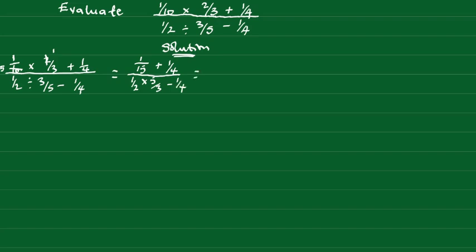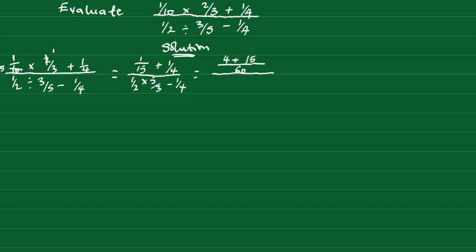Now solving further, at our numerator, we have 15 and 4. We look for the LCM of 15 and 4, which is 60. Now, 60 divided by 15 gives us 4, 4 times 1 we have 4, plus 60 divided by 4 we have 15, 1 times 15 we have 15. I'll proceed to our denominator.